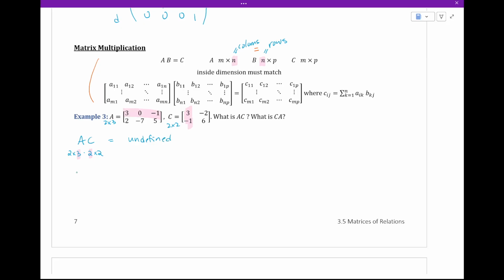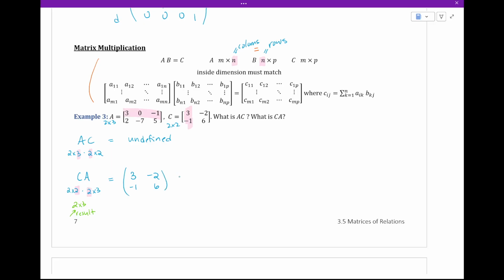But we can do CA. CA is a 2 by 3 matrix times... a 2 by 2 matrix times a 2 by 3 matrix. So I actually can do it because these two numbers are the same, and my resulting matrix is going to be a 2 by 3. So let's write out what this is going to be. C is 3, -2, -1, and 6.